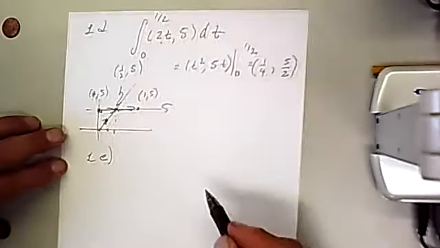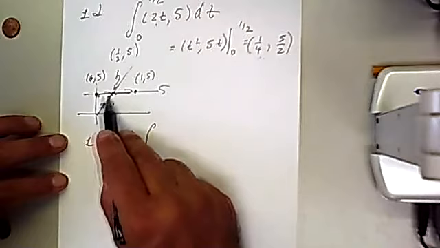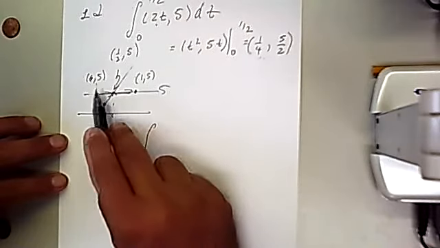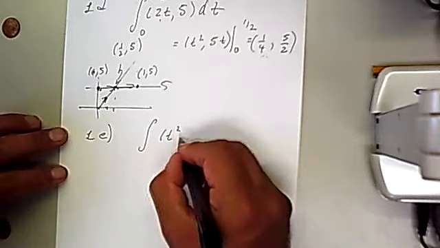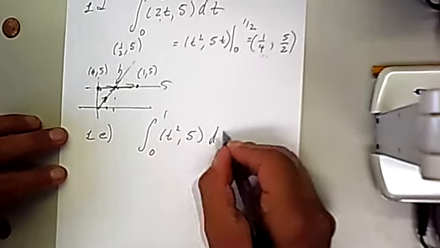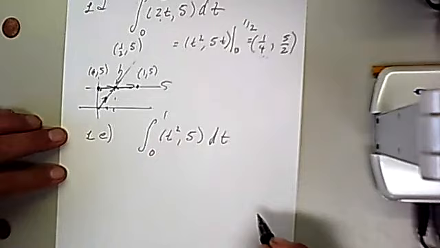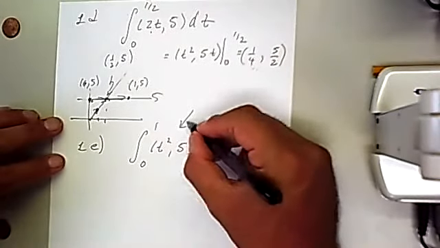So I'm going to do an experiment right now. I'm going to change the path. The path is the same. I'm going to change how it is drawn. How about t squared and 5 from 0 to 1 with respect to t? Notice that I'm saving a step. Many times people would do this.